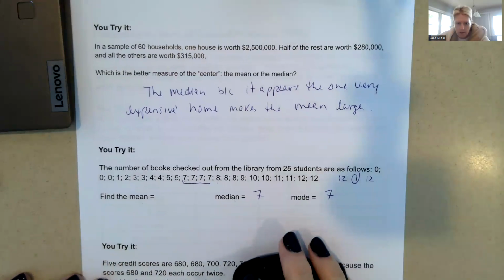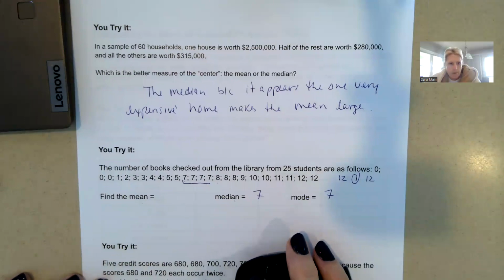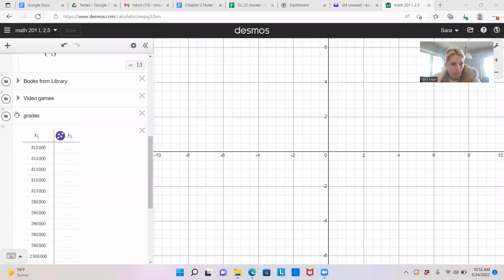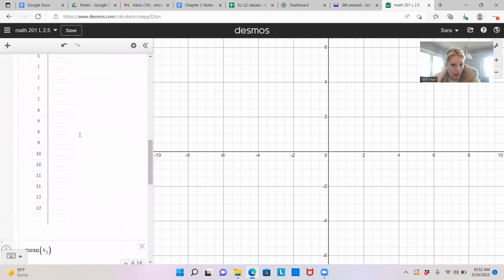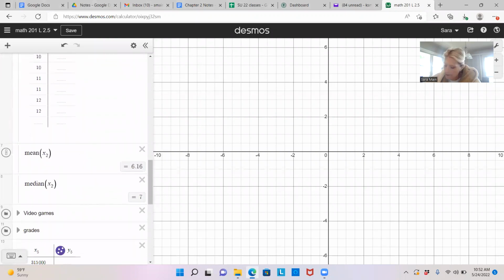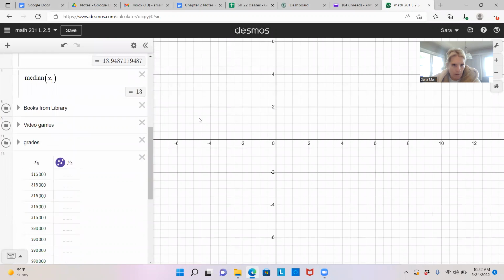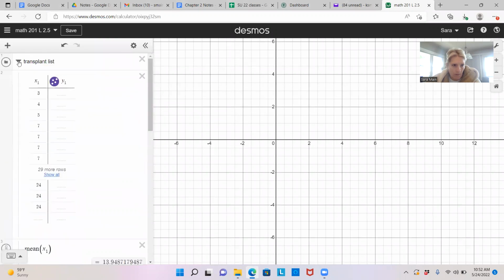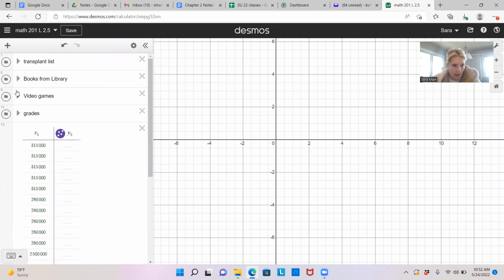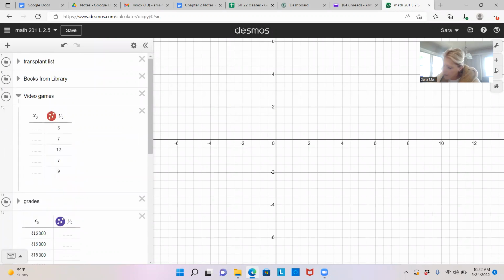So let's just go to Desmos and see how this turns out. So books from the library. And we type the mean and the median, and yep, the mean is 6.16. The median is 7, and we already calculated the mode to be 7. Okay, the next data set is this data set on video games.